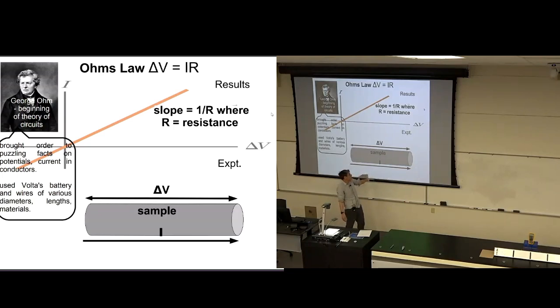And that is, in general, that the current that flows is in proportion to the voltage that is applied, the potential difference that's applied. So if you apply more voltage, you get more current. Obviously, if you turn the voltage off, you get no current. So that makes sense. But the higher you make the voltage, the greater the current.